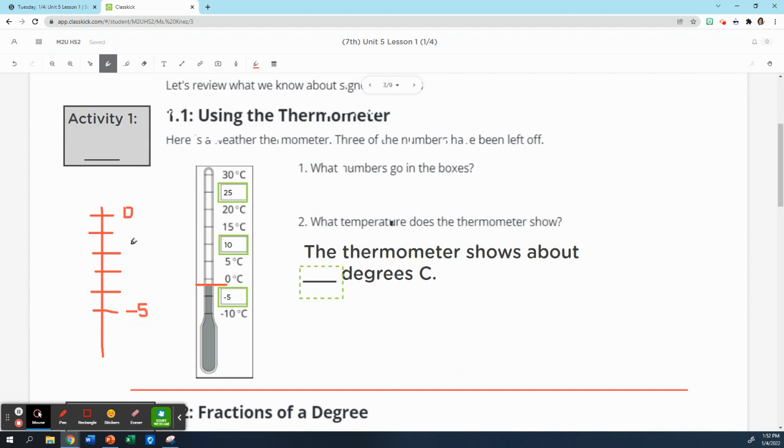So 0 to negative 5, negative 1, negative 2. It would go like this, right? We go down by negative 1 degree each time. And so this red line is probably somewhere around negative 2 or negative 3 degrees, right? And so you could estimate either one. I'm going to write negative 2 degrees. I think it's about negative 2 degrees on the thermometer.